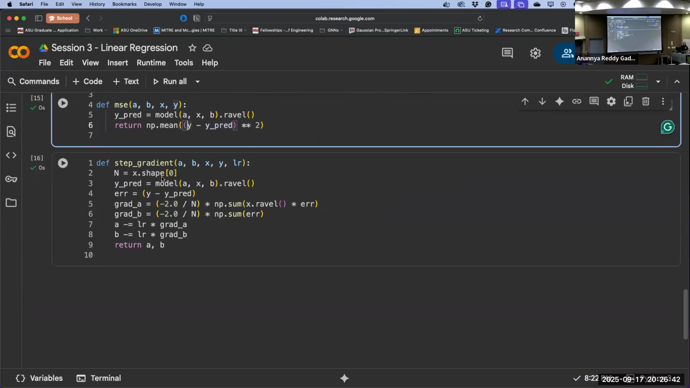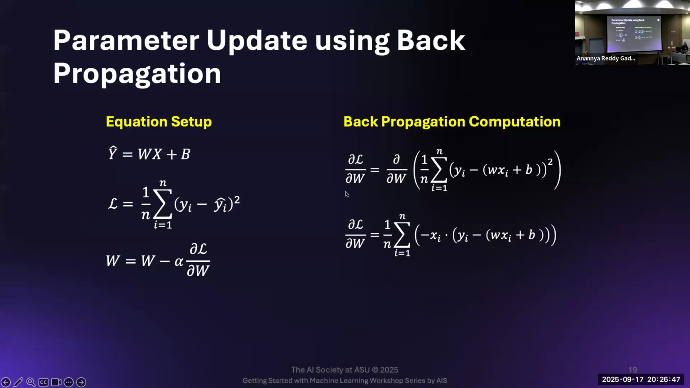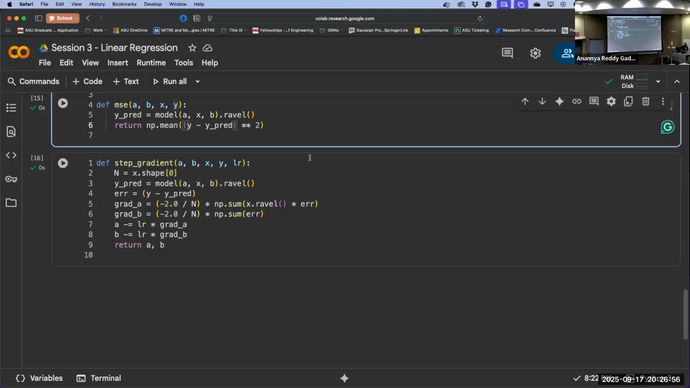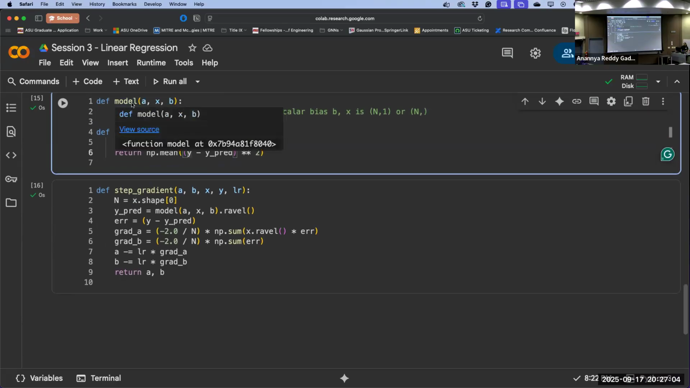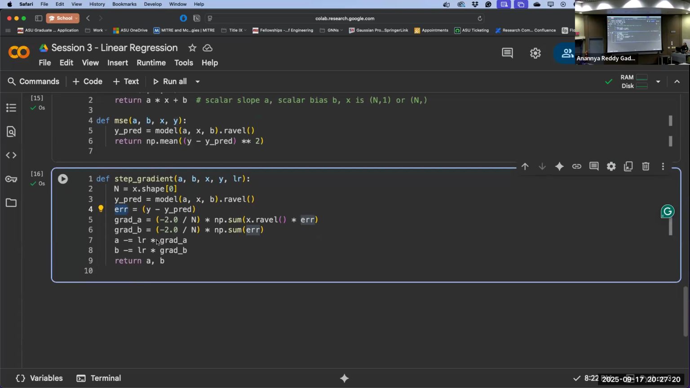And then the step gradient function is basically implementing this equation, the second one in the back propagation. What we are doing here is taking all the x values and passing them to the linear regression model, which is this, so that we get the y prediction as the output. We use that y prediction to compute the error and then pass it through, and then compute the gradients of A and B, and get the A value and the B value.